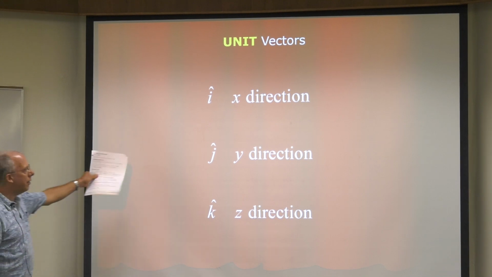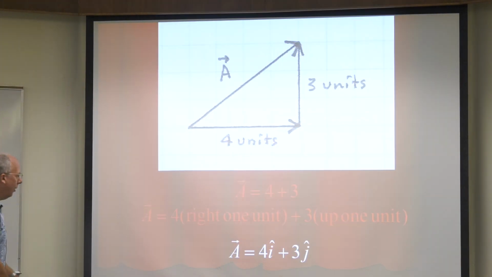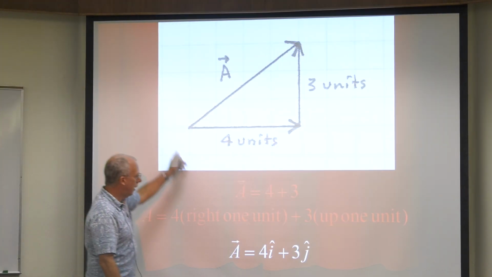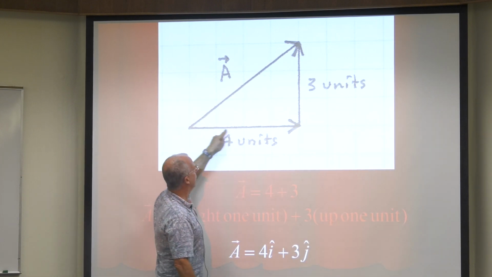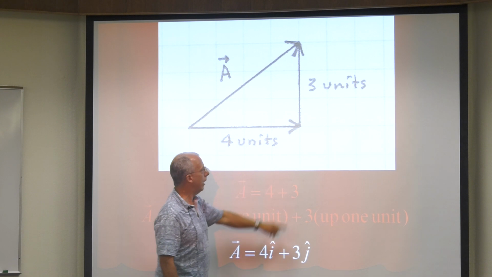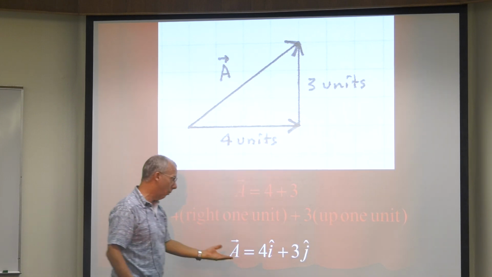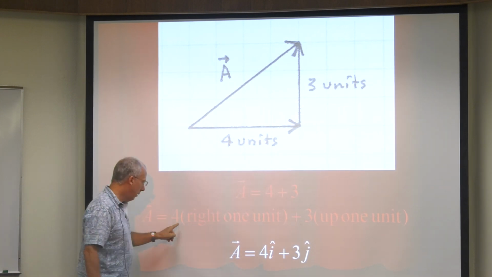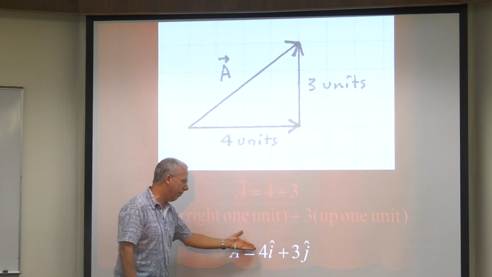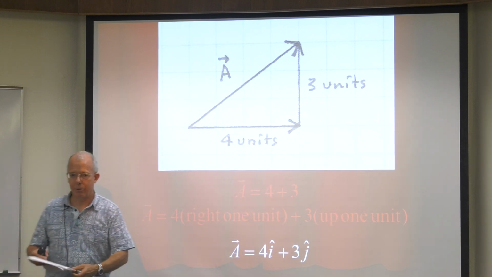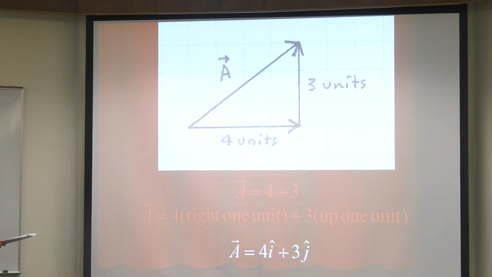So this is awesome because now we're just going to say A equals 4i plus 3j, right? i, 1, 2, 3, 4, this way, j, 1, 2, 3, up. Now, what would you rather write? I mean, 4, right 1 unit, plus 3, up 1 unit, or this, right? A equals 4i plus 3j. Come on. It's great. It's absolutely great. So here's just a silly example of how awesome it is.